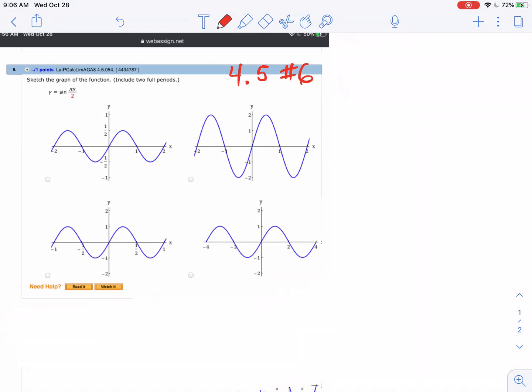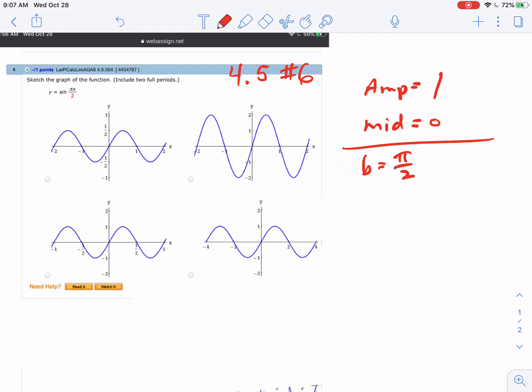4.5 number 6, asking us to graph something again, and so I would start with finding the amplitude. And there's nothing in front of the sine, so that's an imaginary 1 sitting there, so it's 1 for the amplitude. Again, we are not shifting it up or down because we're not adding anything at the end, so 0. Then when I do the b value, what's in front of x is pi over 2.